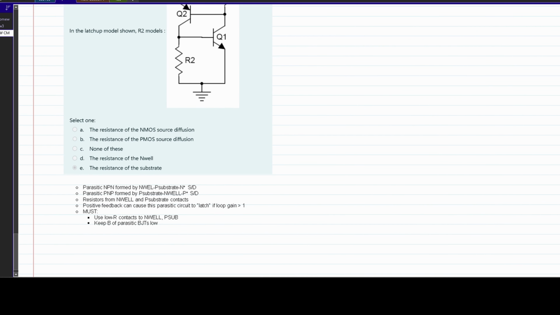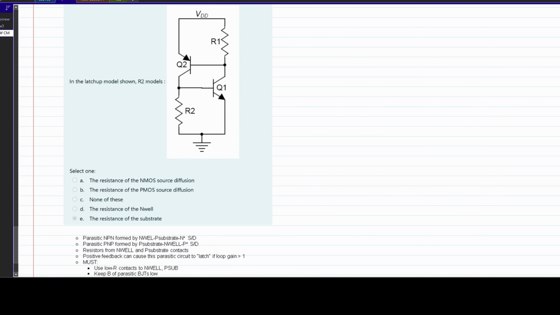We have parasitic NPN, or PNP, is formed by the N-well P substrate or the P substrate N-well. Remember, when we have NPN, it's an N-well, we have the wells and then the P substrate, and whenever we look at parasitic PNP, it's formed by the P substrate and then the N-well. You can remember this by the N coming before the P and then the P coming. When we look at this, the bottom one is the N and the top one is the P.